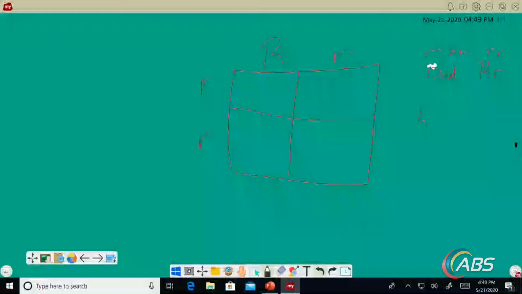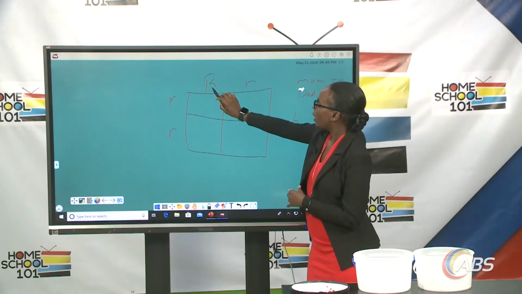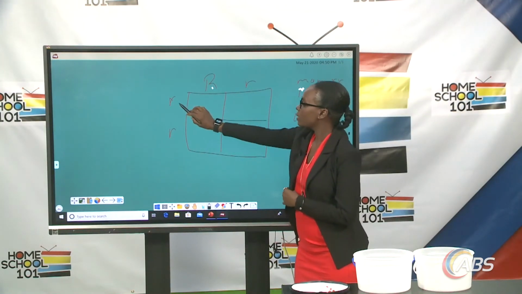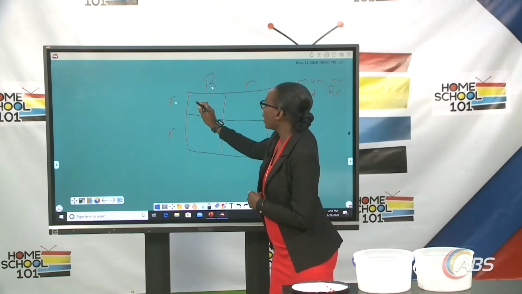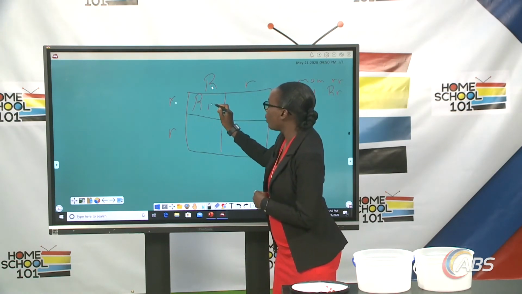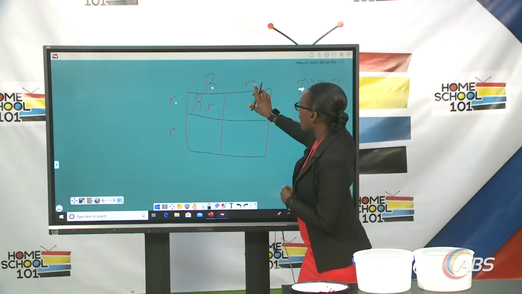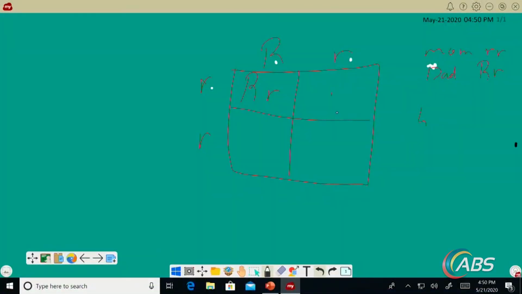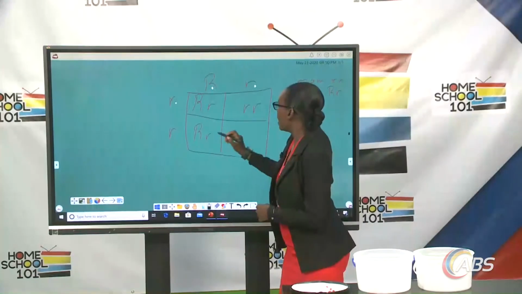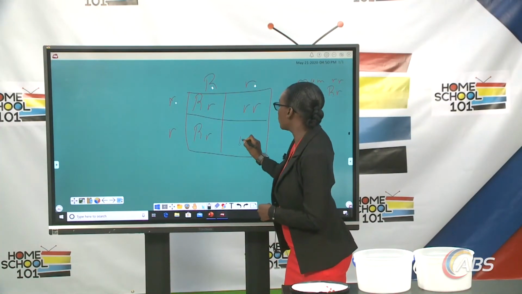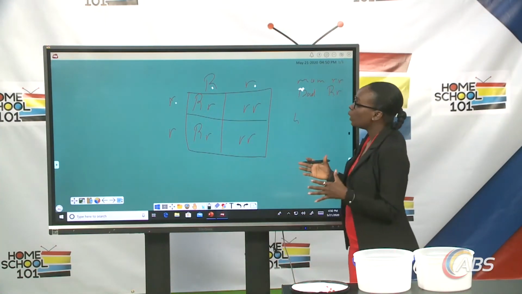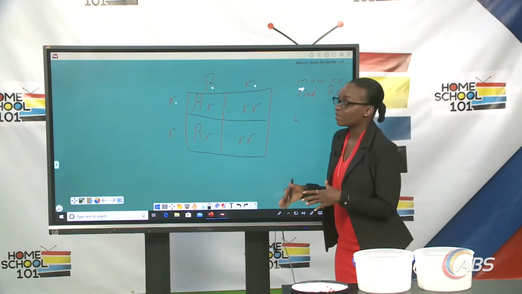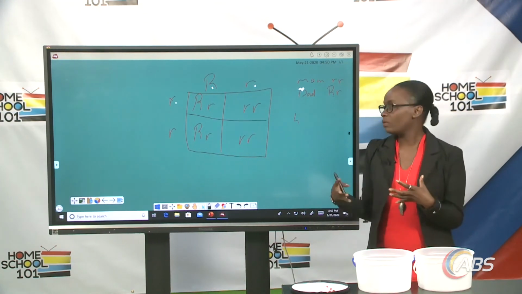And so what we're going to be doing, we're going to actually be crossing them, like multiplying them. So we will say this R coming together with this R would give us an uppercase R and a lowercase r. And this R coming together with this one would give us two lowercase r's. This R coming together with this one will give us an uppercase and a lowercase, and this one will give us two lowercase letters.